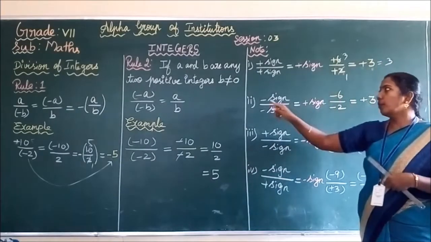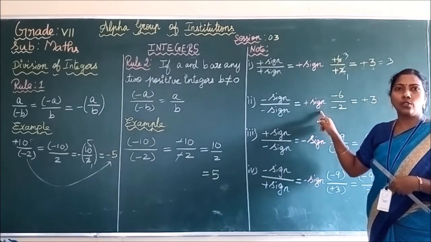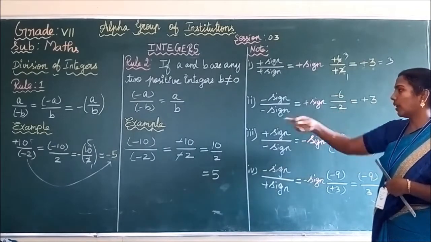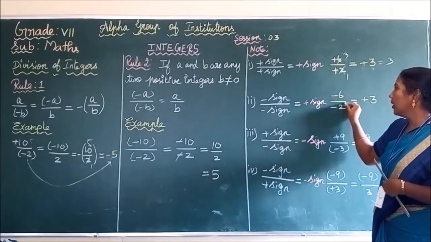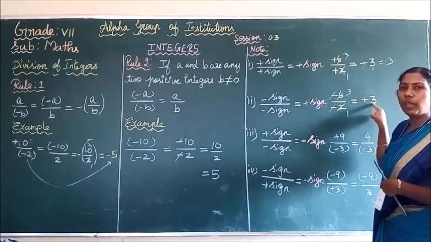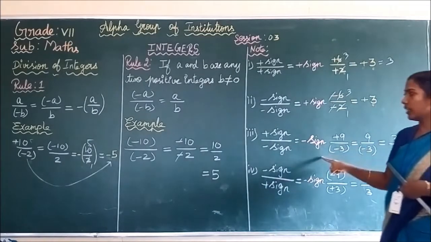See the next one. Minus sign by minus sign gives the answer plus sign. Suppose, see this example, minus 6 by minus 2. As I said, you have to strike out the minus and minus. What you get is 6 by 2. Cancelling it, 1 two is 2, 3 times. So the answer is 3 by 1, which is equal to 3. It's clear children. Okay, see the next one.